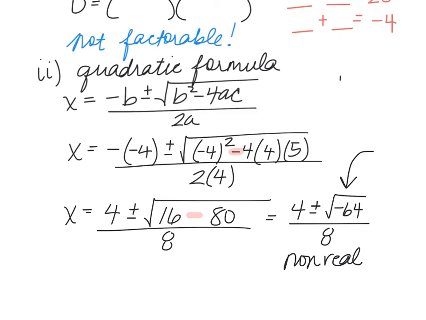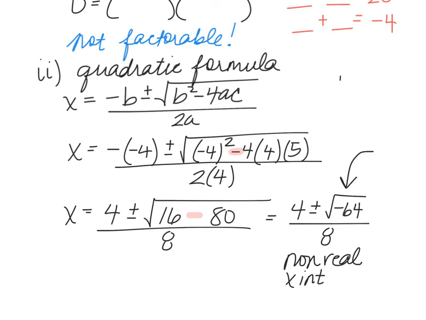This means that we don't have any real x-intercepts. We aren't going to see any places on the graph where the parabola is going to actually cross the x-axis or intersect the x-axis. So we have non-real x-intercepts. So technically we can say there are no x-intercepts. We don't have any x-intercepts.